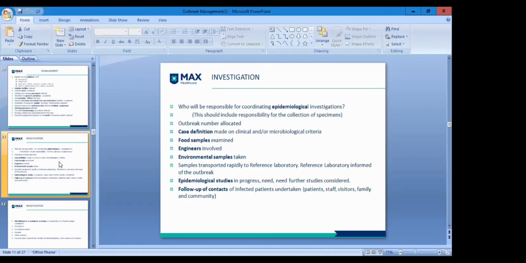Why are the engineers involved? Because we have to see which kind of an outbreak is there. According to that, we need transmission-based precautions. If it is airborne, we have to keep the patient in a negative pressure room. If it is an immunocompromised patient, we will keep them in a positive pressure room. So engineers usually try to change the rooms according to the need we have in outbreaks. The food samples need to be examined. Suppose it is a diarrheal outbreak, those food samples need to be taken, and that is why the investigation is required in that case. Environmental samples are taken if there is an outbreak of infectious multi-drug resistant organisms.